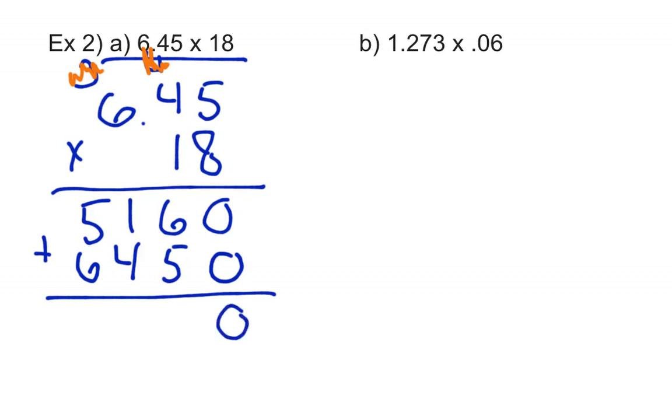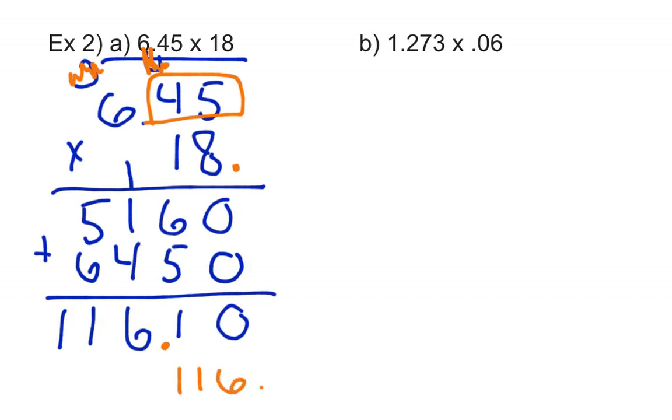Okay, now I add this going down. 0 plus 0 is 0. 6 plus 5 is 11. Carry the 1. 4, 5, 6. 6 plus 5 is 11. And now it's time to go count up my decimal places. So right here, the 0.45, I have 2 decimal places. With the 18, really the decimal point would be here after it. So there's no decimal places there. So I really only have 2 decimal places in my answer, okay, which gives me the 116.10.